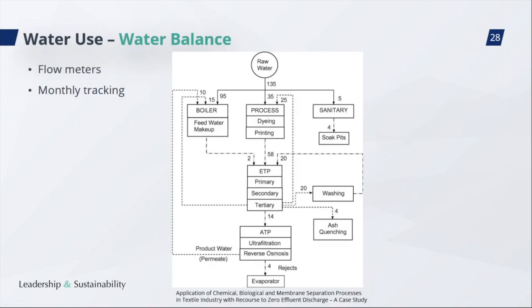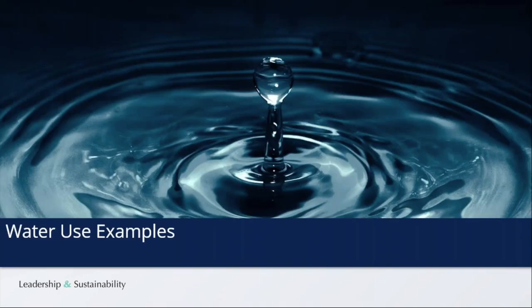And I would also, and here you have flow meters, monthly tracking, and the difference, etc., how you can develop this water balance. Now, I would like to give you some examples that may be relevant for your facility's water consumption. I would like to show you a water use breakdown, and after that, we have some best practice examples from the Natural Resources Defense Council, NRDC, and their report on water best practices for textile mills.